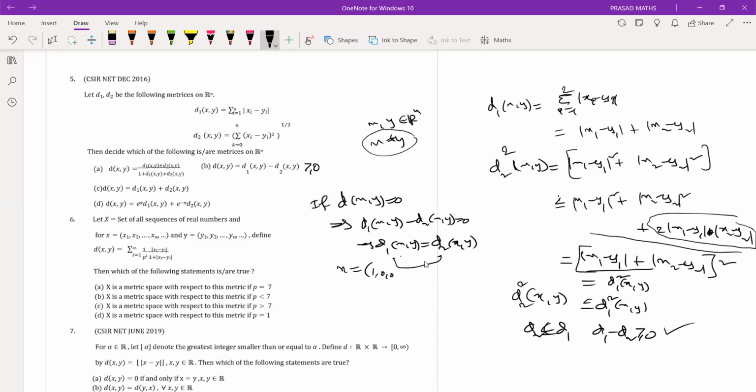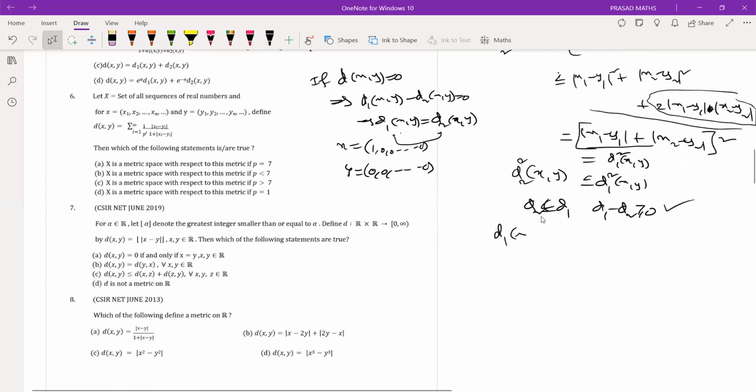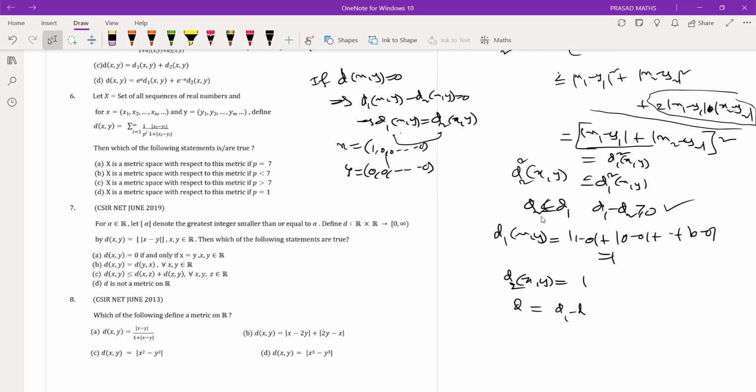Suppose x equals 1 0 0 0 0 and y equals 0 0 0 0 0. What is d1 of x comma y? It is 1 minus 0 plus 0 minus 0 and so on, that means 1. What is d2 of x comma y? That is the Euclidean distance, the square root of 1 minus 0 whole square, that means 1. So d1 of x comma y equals 1 and d2 of x comma y is also 1. Therefore d equals d1 minus d2, that means 1 minus 1, which is 0.